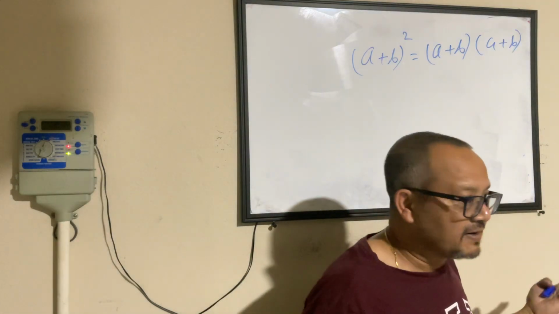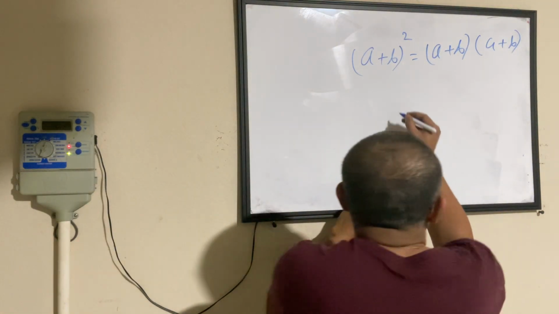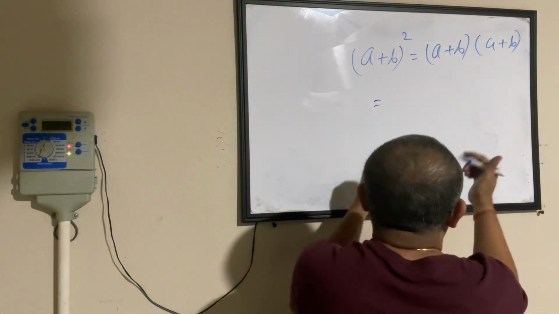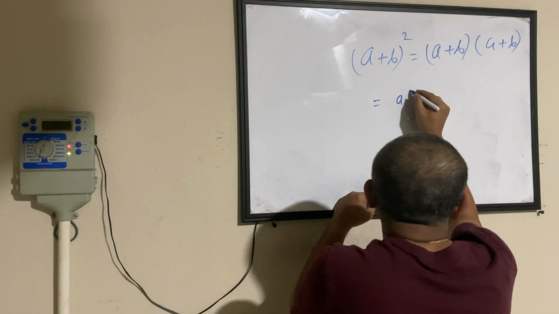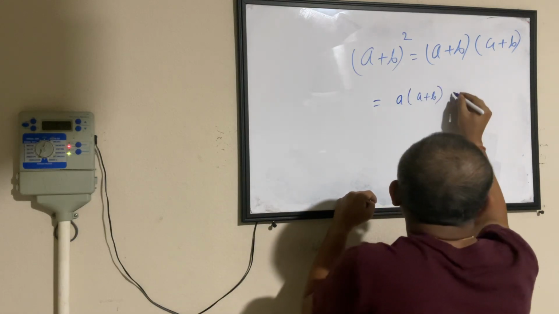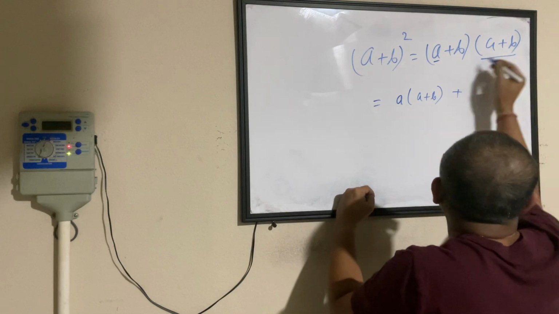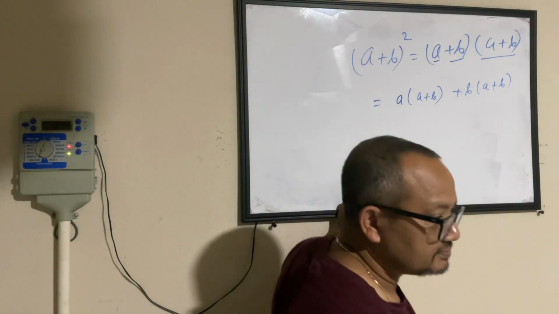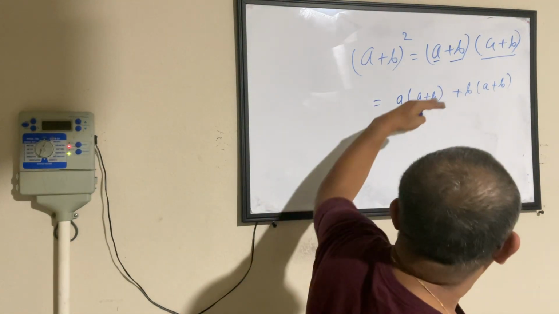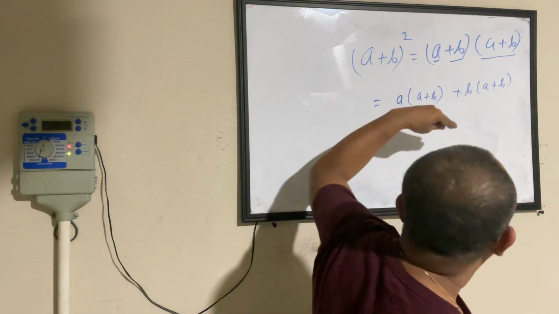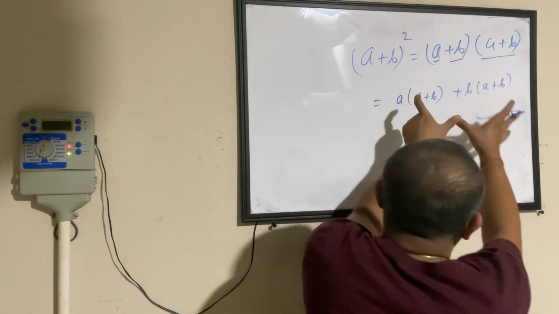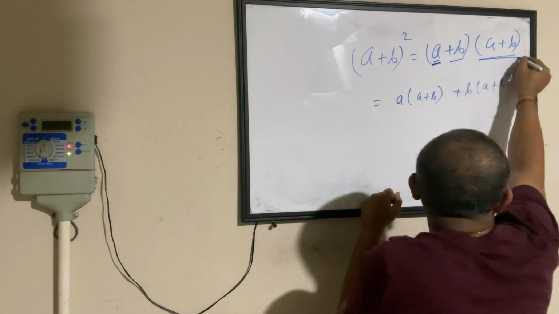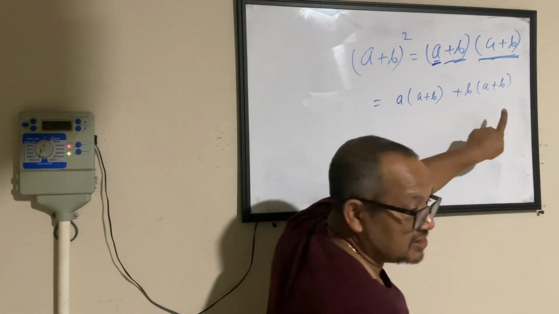Now, (a plus b) whole square is (a plus b) into (a plus b). Like we said, 5 square is 5 into 5. So if I have (a plus b) into (a plus b), I have to break the bracket. So it simply means a into (a plus b) plus b into (a plus b). Wait, don't go fast. I'm just breaking the brackets open. a into this plus b into this, that is what it is.